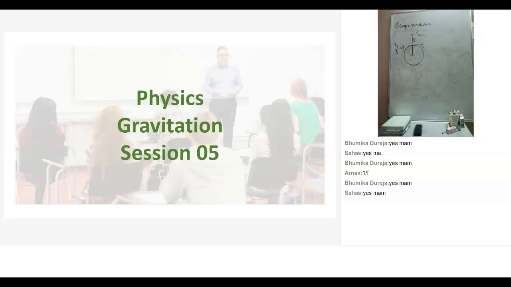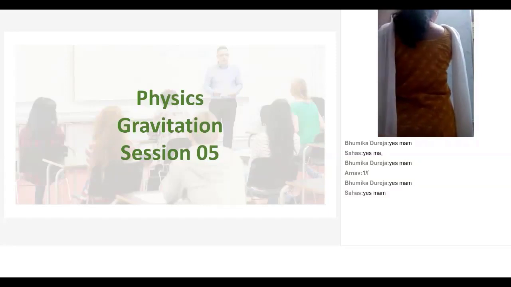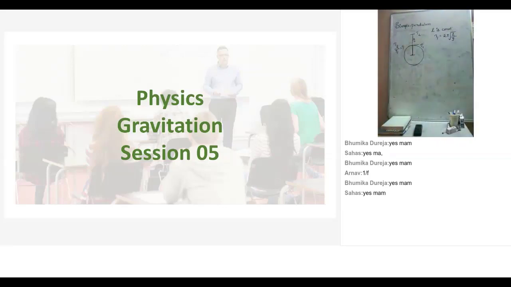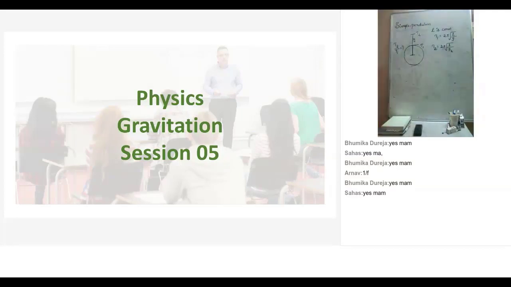Now here, the length of the pendulum is constant, right? So if I consider T1 is equal to 2 pi root L by G, and T2 is 2 pi root L by GH. At this height, GH is the new acceleration due to gravity, and you very well know that the G value decreases as we go up.